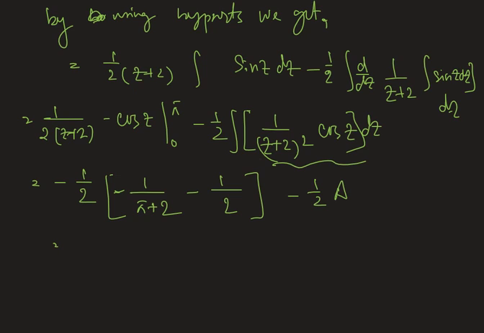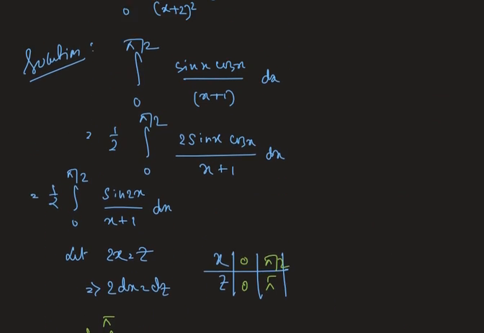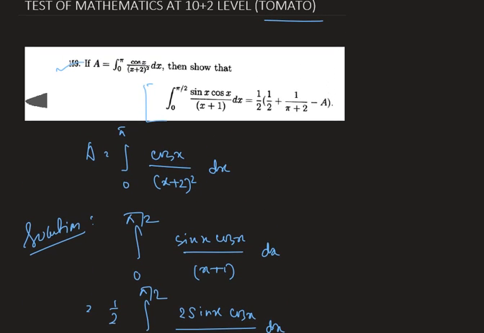Hence we have half multiplied by 1 by pi plus 2, plus half, minus A. Okay, so this is the proof of this question, and that's all for today.